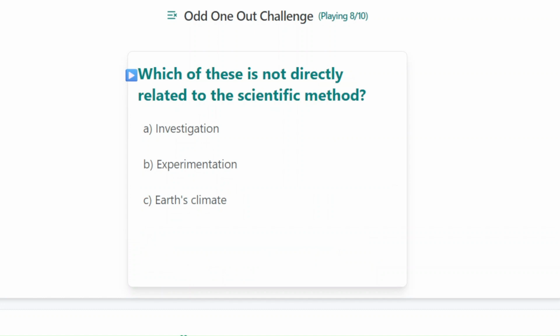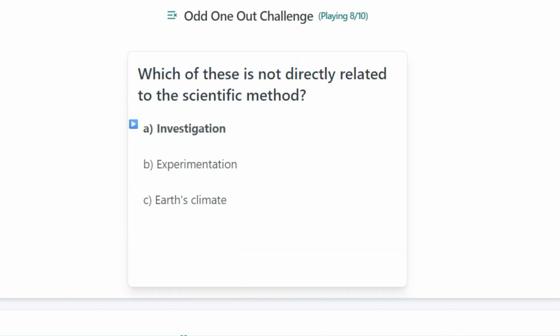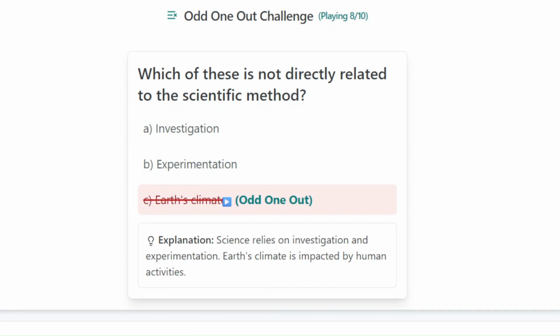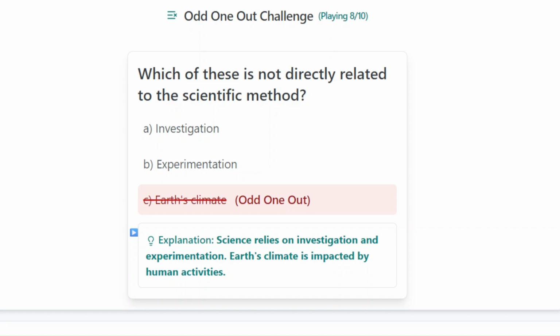Which of these is not directly related to the scientific method? Investigation. Experimentation. Earth's climate. The odd one out is Earth's climate, because science relies on investigation and experimentation. Earth's climate is impacted by human activities.